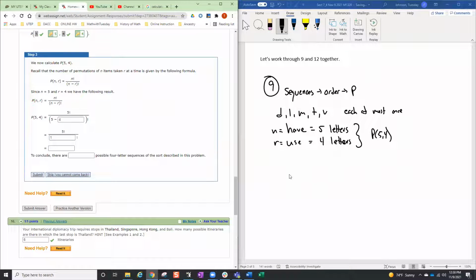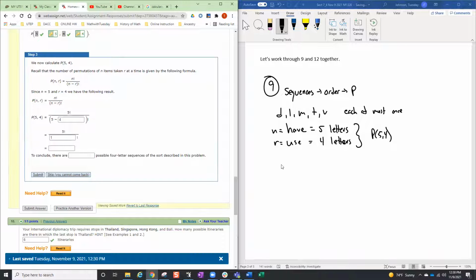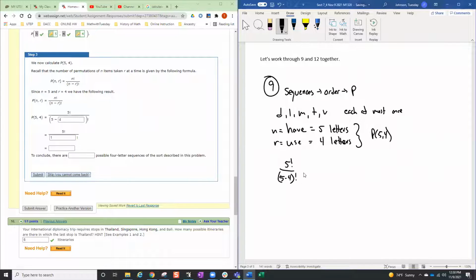And this is where I'm going to use some of my paper here. 5 factorial over 5 minus 4 factorial. Denominator of 1 is kind of boring, and we just did this one. 5 times 4 is 20, times 3 is 60, times 2 is 120. So that means there are 120 possible 4-letter sequences described in this problem.